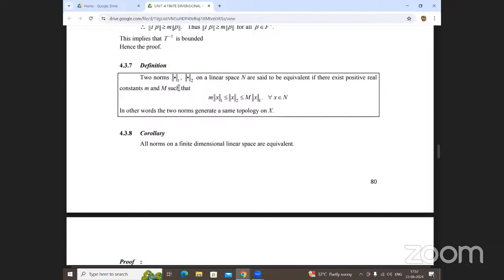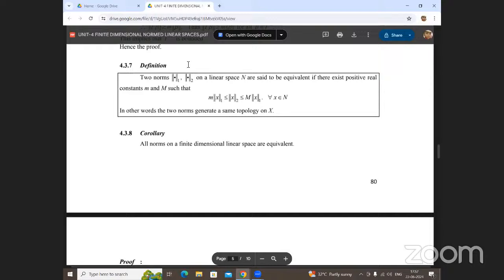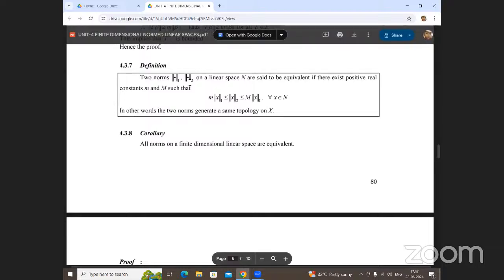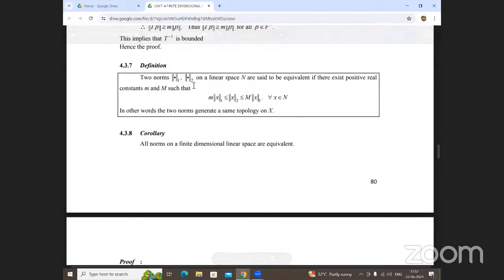Now, you have to take the two norms. Especially this definition is referred to in the NET exam. NET means National Eligibility Test and Lecturer's Eligibility Test. UGC NET and CSIR exam, whatever it is. This definition is represented a number of times in those exams.